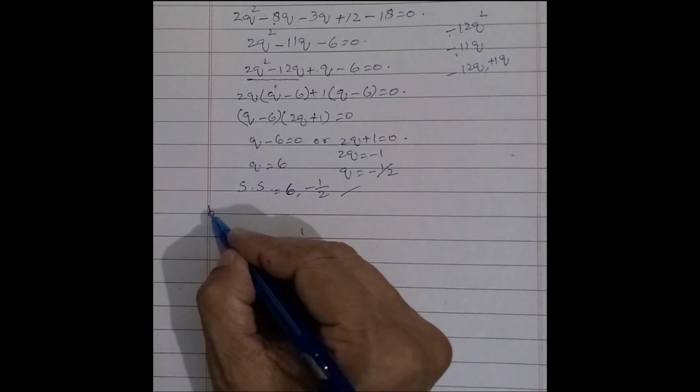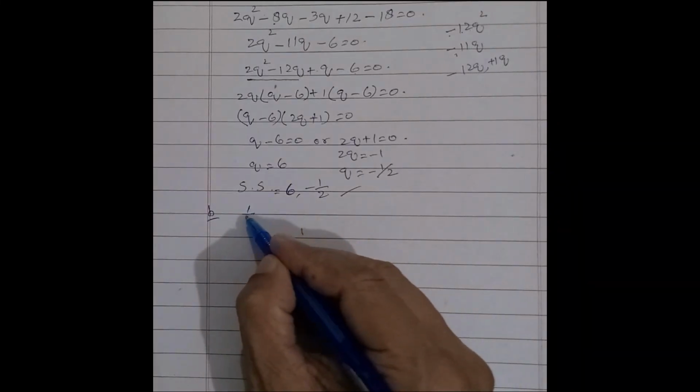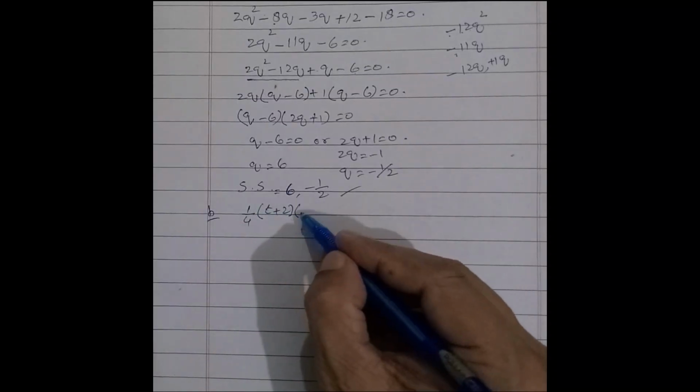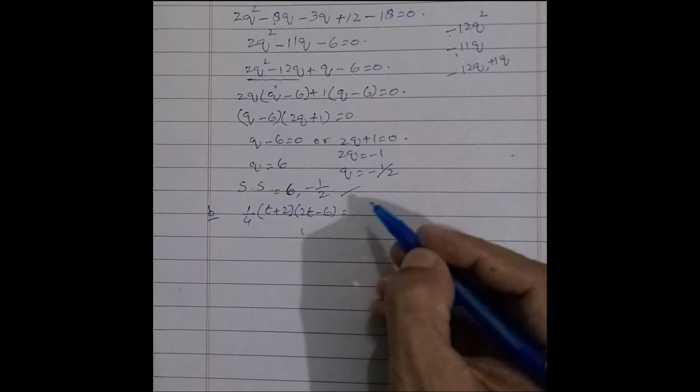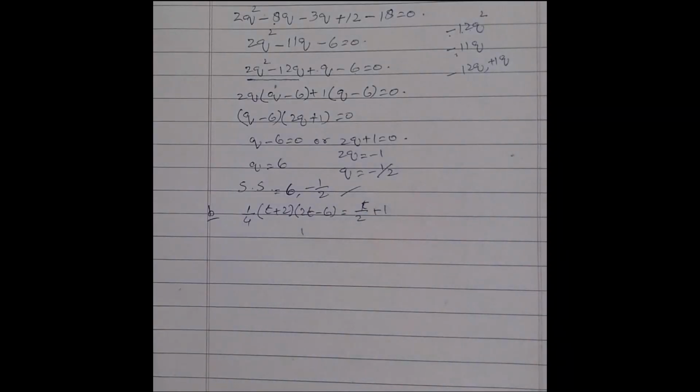And the b part of question 15 is 1/4 (t plus 2)(2t minus 6) is equal to 1/2 t over 2 plus 1.